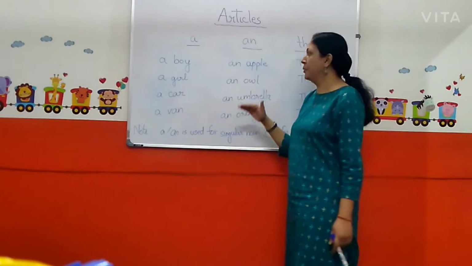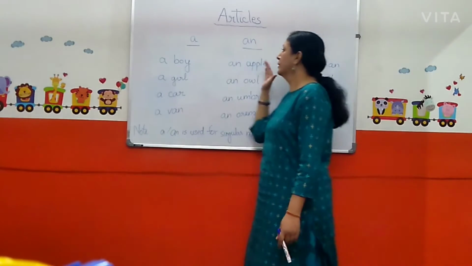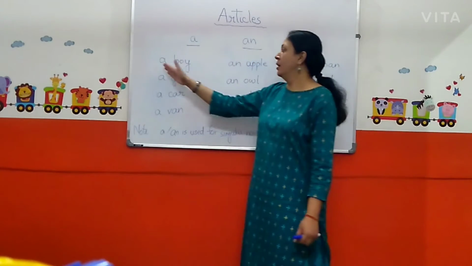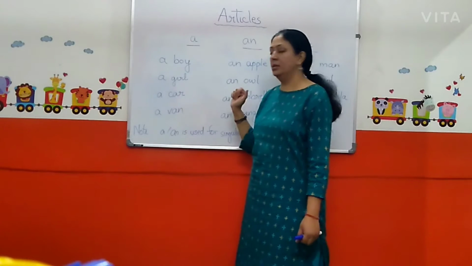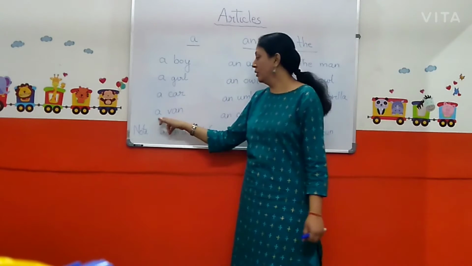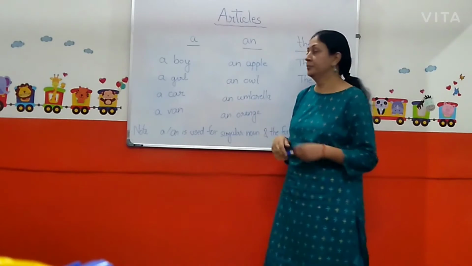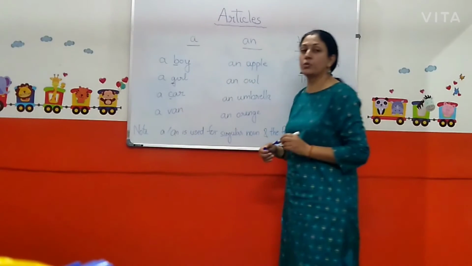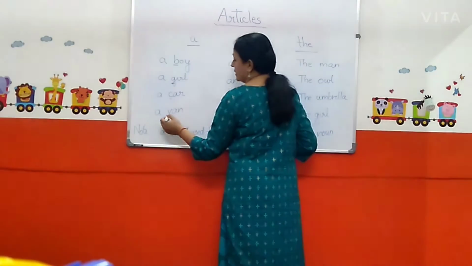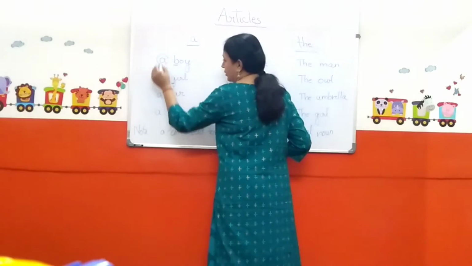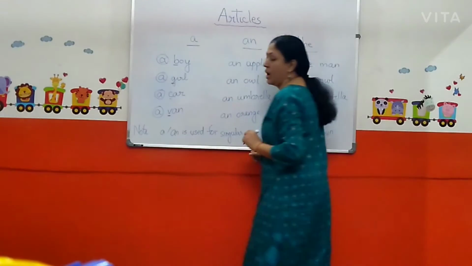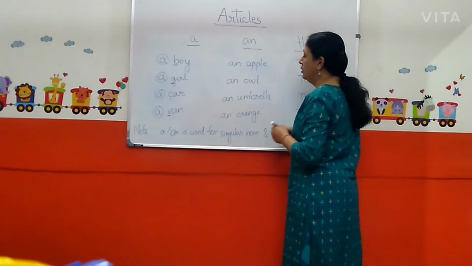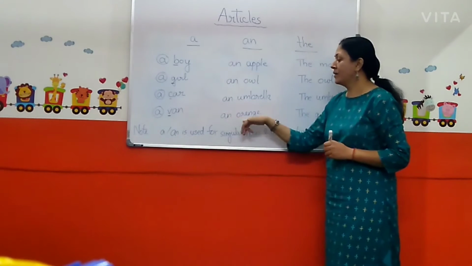Let's have a quick recap about the uses of a and an. You can see here there are some examples: a boy, a girl, a car, a van. We use a when the first letter of the word is a consonant. When the first letter is a consonant, we use a.